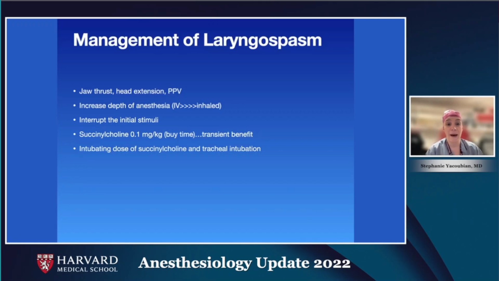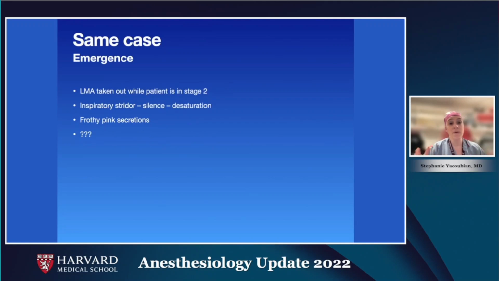And meanwhile, to buy yourself some time, you can give a small dose of 0.1 milligram per kilo of succinylcholine, and that will buy you some time to basically deliver your positive pressure and to deepen your anesthetic. And if all else fails, you can give an intubating dose of sux or intubating dose of non-depolarizing muscle relaxant and perform tracheal intubation.